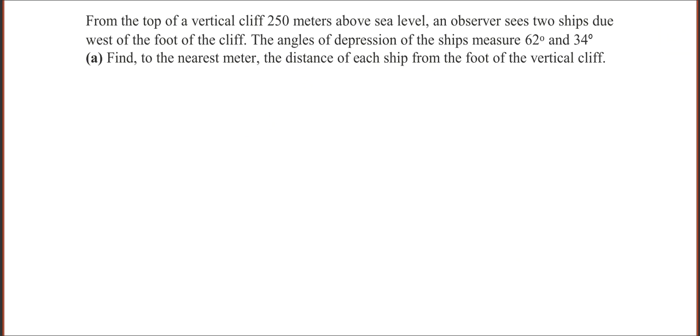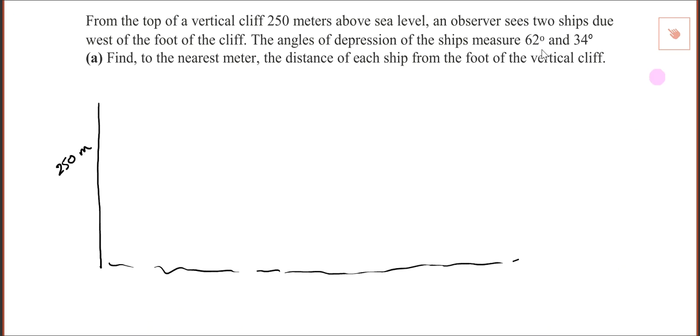Okay, so from the top of a vertical cliff, here's my vertical cliff, is 250 meters above sea level. Here's my sea. Observer receives two ships west of the foot of the cliff. The angles of depression. So when you do angles of depression, remember you're at the top, you look out, and it's how far you look down. So the angles of depression of the ships measure 62.